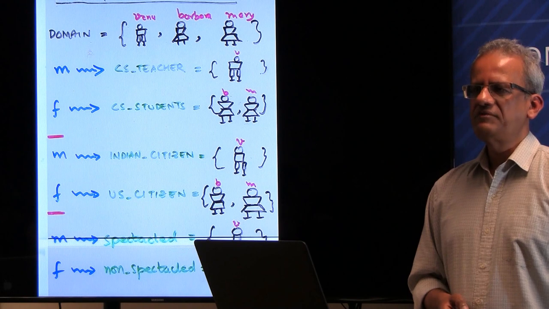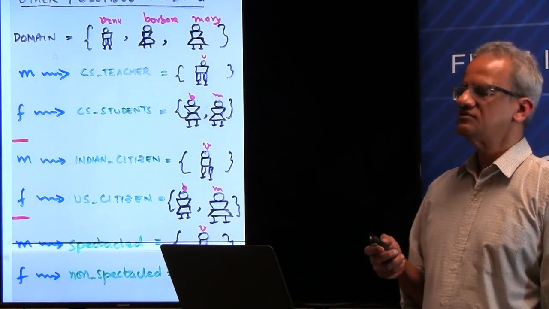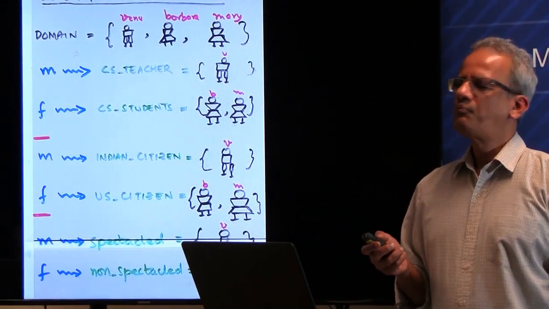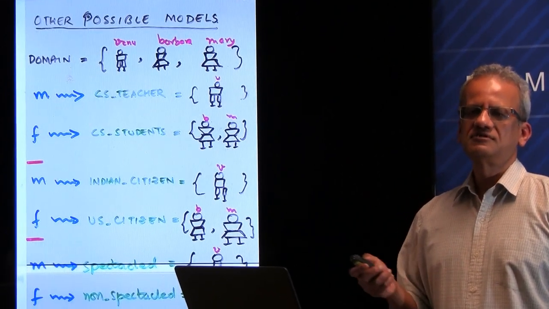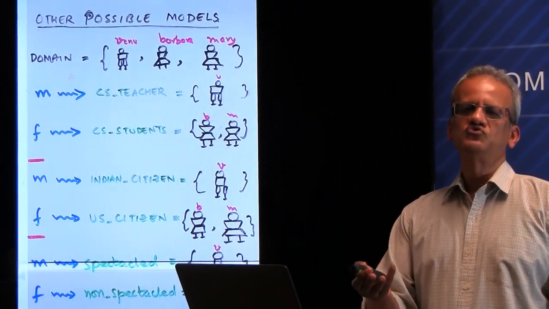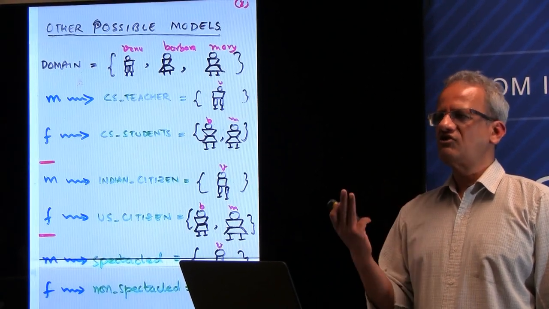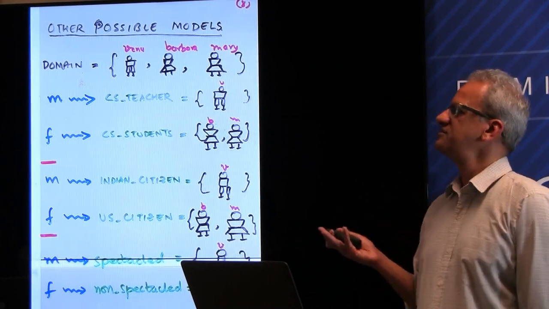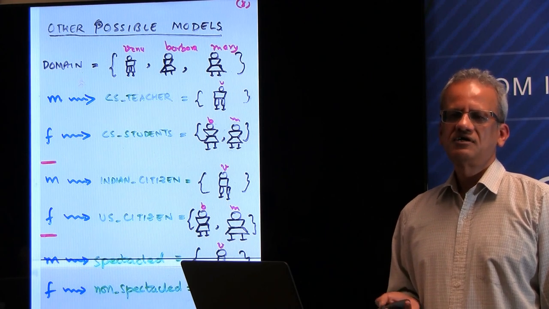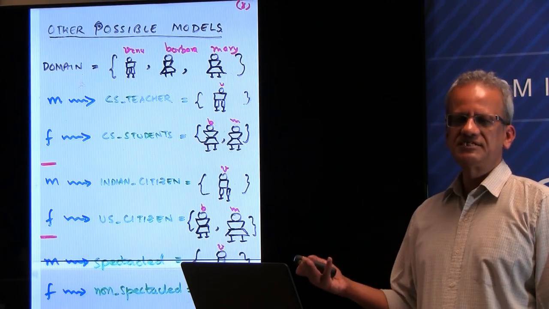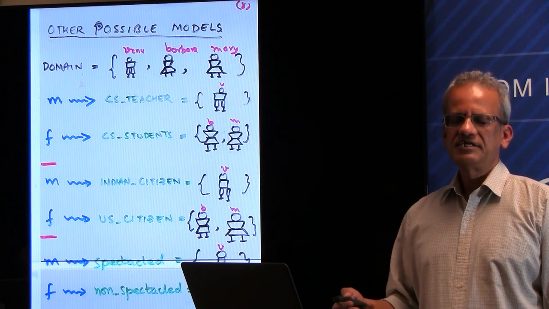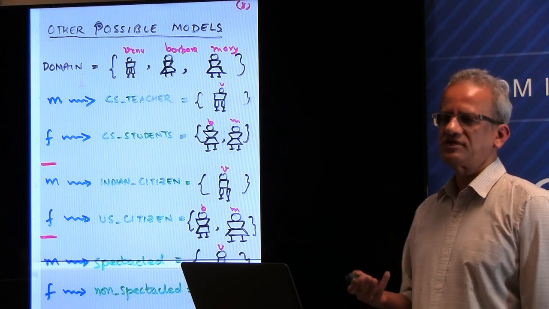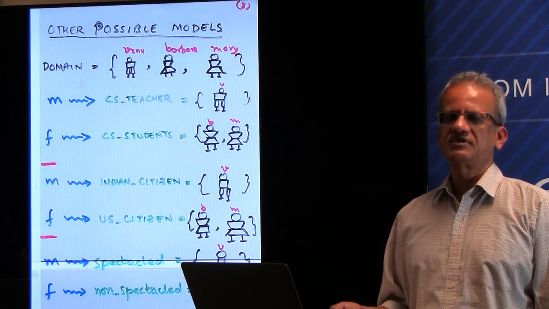Here is the point. You start with the domain. In this case, there are three elements. The possible candidates for the relationships are up to you. In my case, I was thinking of a teacher and student relationship. Specifically, it turned out that there was only one person who was a teacher and two other people were students. When I interpret M as CS teacher and F as CS students, it is consistent with the specification that I wrote. So this is a possible model. This interpretation does satisfy the constraints.